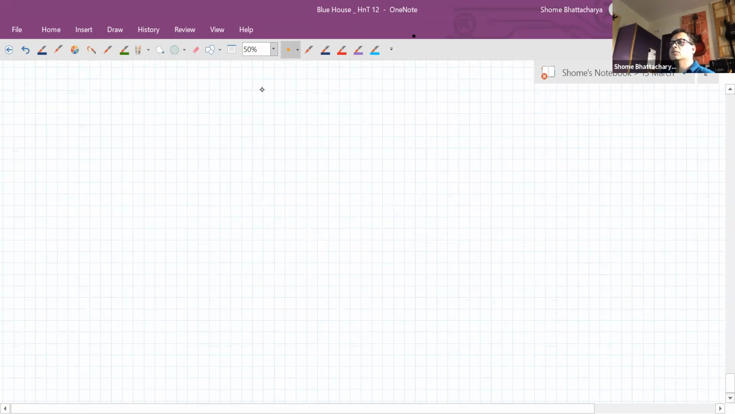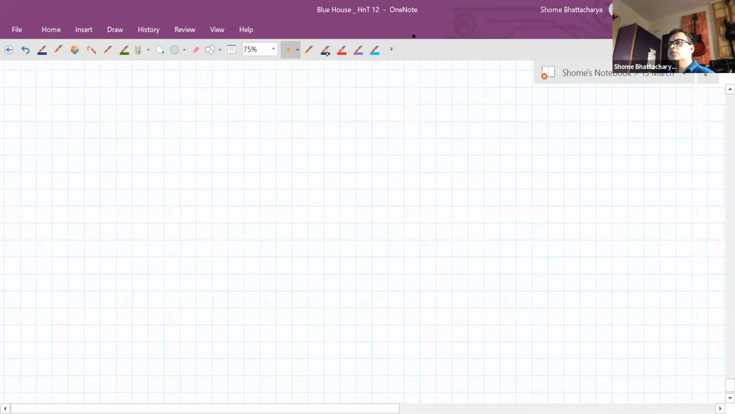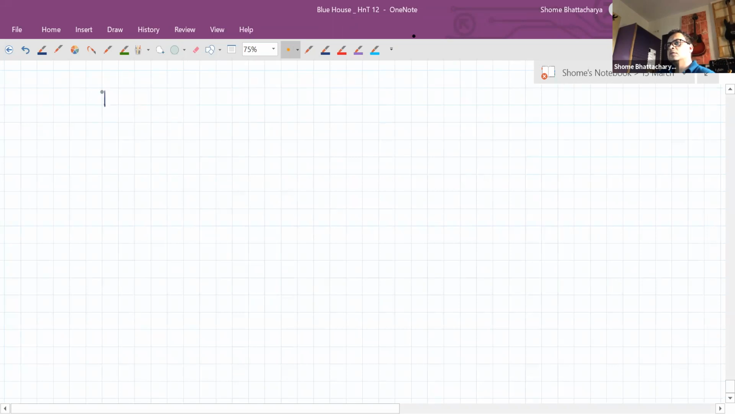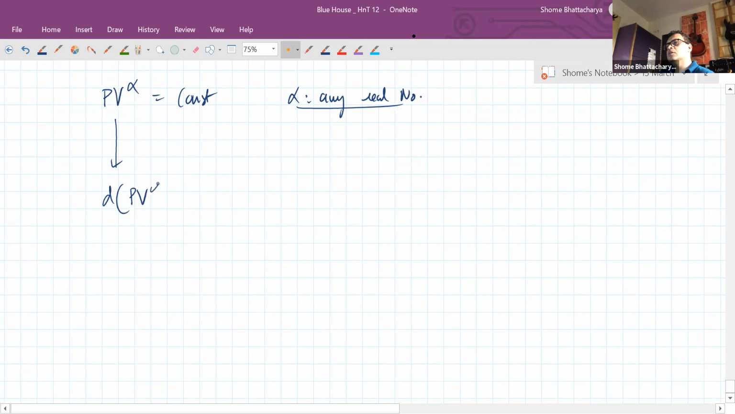Okay, so let's look at polytropic process. PV to the power alpha is constant. Alpha is any real number. So what we can do here is we can differentiate this. So small change or any change in this quantity is 0.